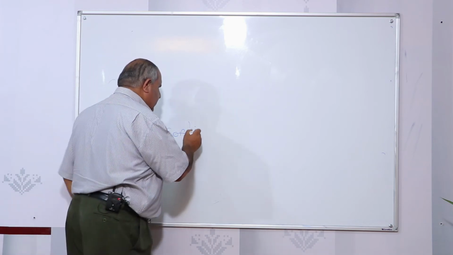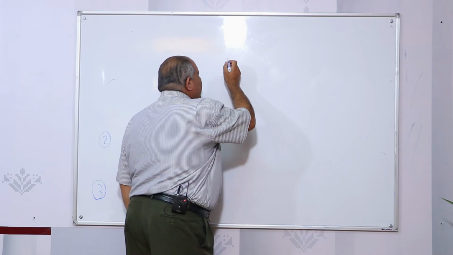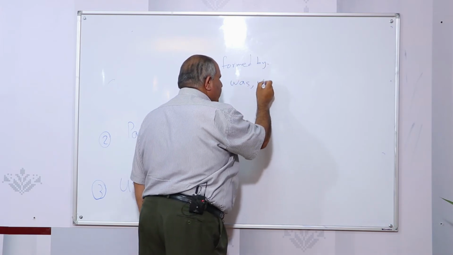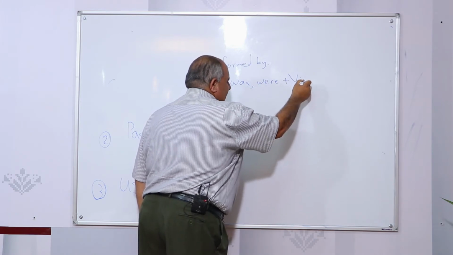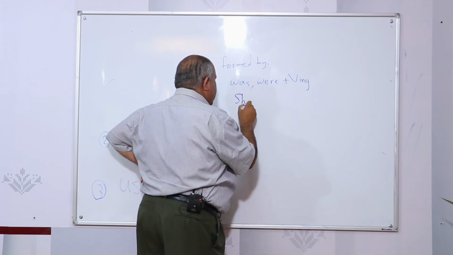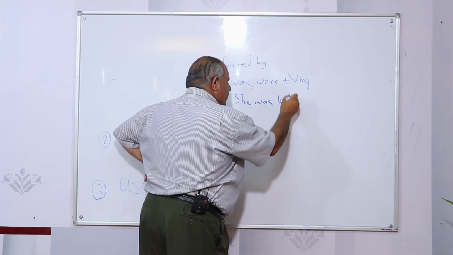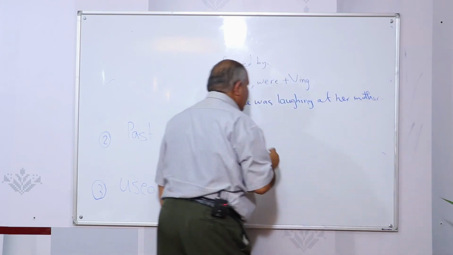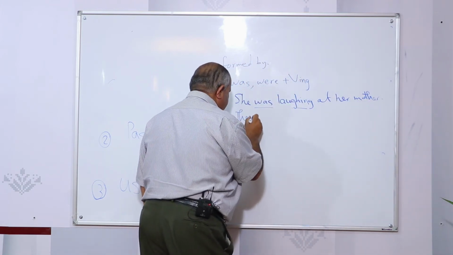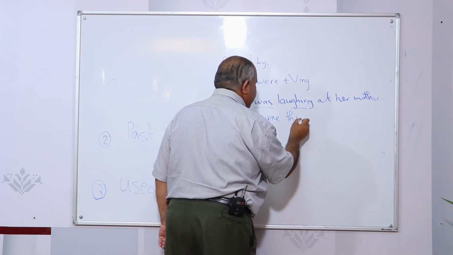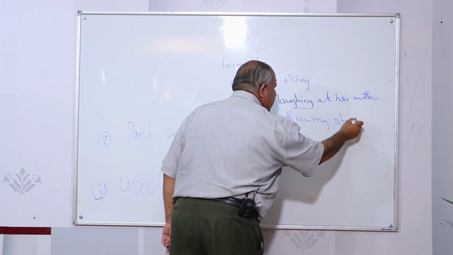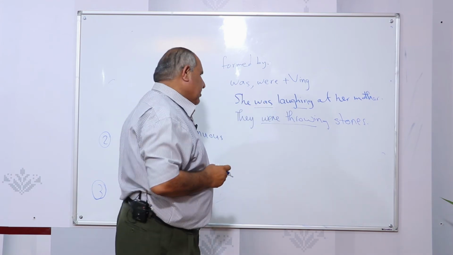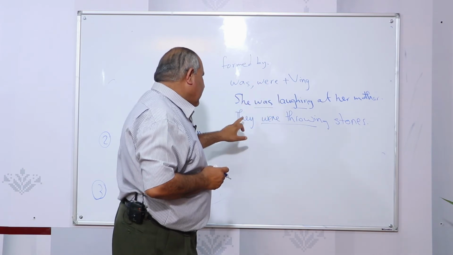What is the form of the past continuous? The past continuous is formed by was or were plus the main verb with ing added to it. Example, she was laughing at her mother. Was laughing. They were throwing stones. Were throwing. The form of the past continuous is was or were plus the verb plus ing. So we use sentences such as she was laughing, they were throwing stones.